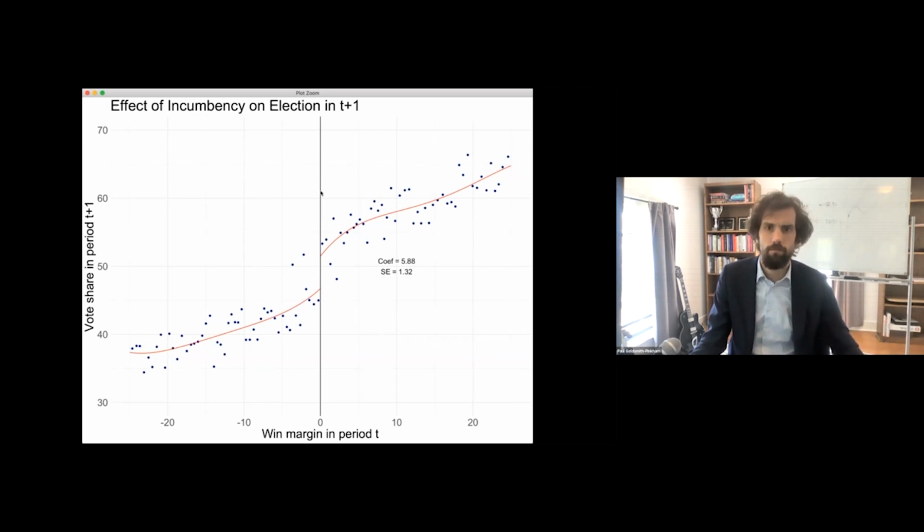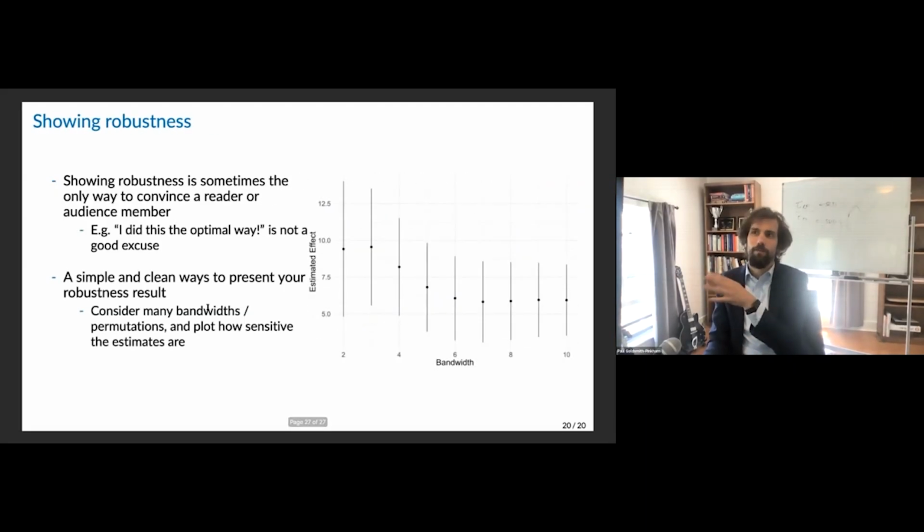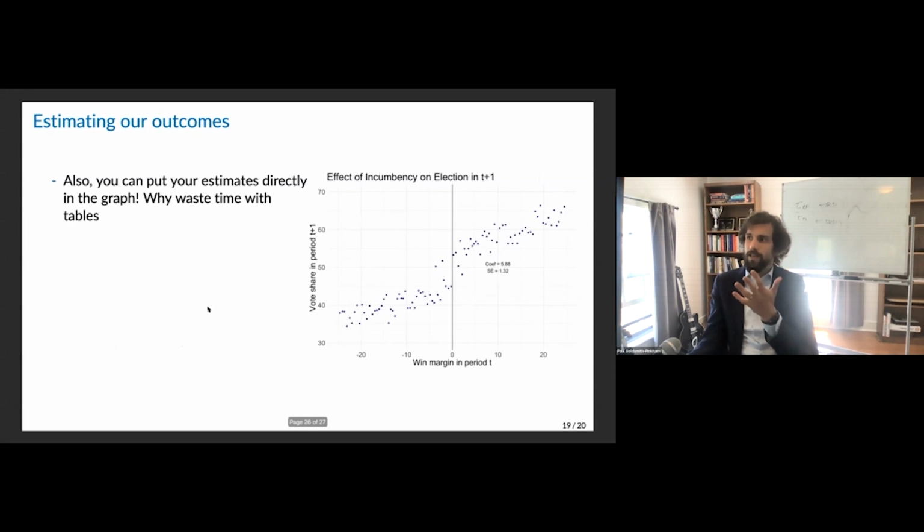Any questions on that? No? What was I saying? Okay, so there's this estimated effect. Sometimes showing robustness is the only way to convince someone; doing the optimal is not a good excuse. We estimated here this effect of 5.88. Well, that was with a particular chosen bandwidth that comes optimally from this selection strategy.